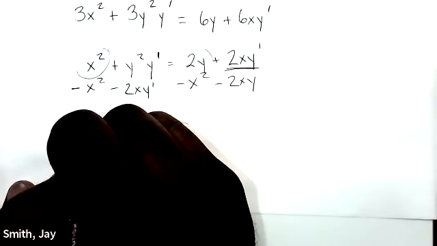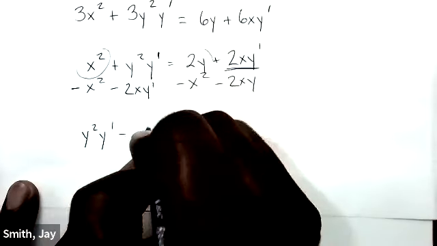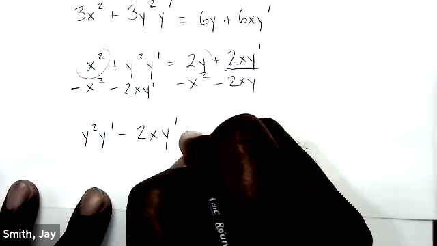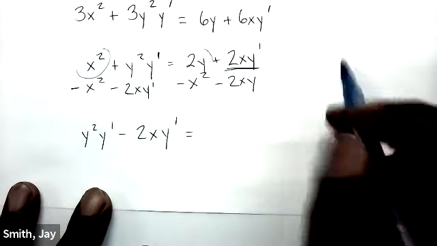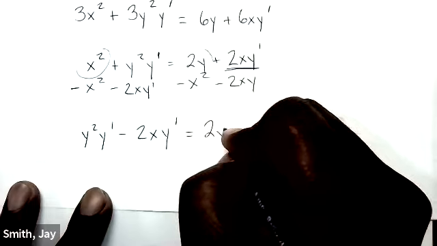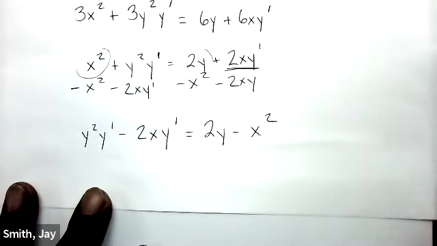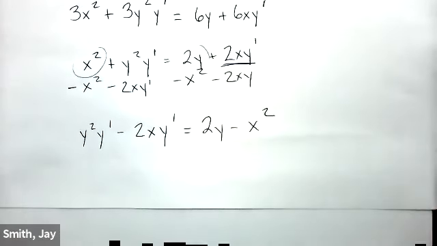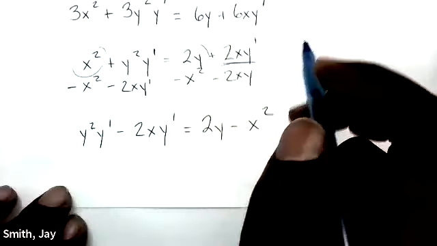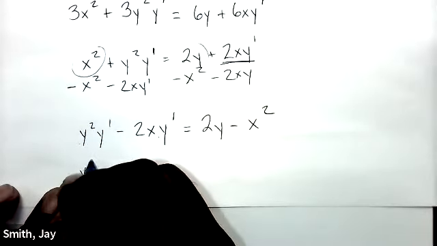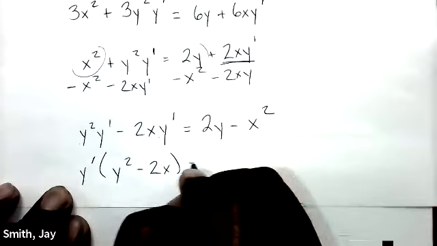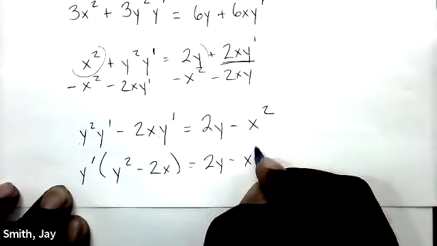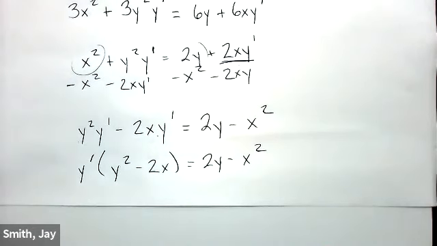All right, so on the left-hand side, I'm going to have y squared y prime minus 2xy prime. And that's going to be equal to 2y minus x squared. So now that we got the terms with y prime on the same side, we can factor out a y prime. Both of these terms have at least one y prime in common, so I can pull out y prime, leave me with y squared minus 2x inside my parentheses, and that's going to be equal to that same 2y minus x squared.